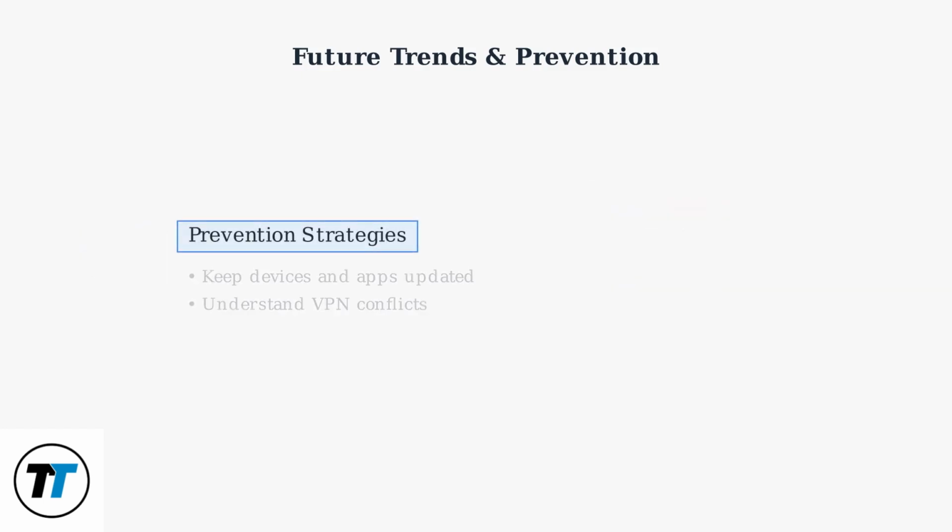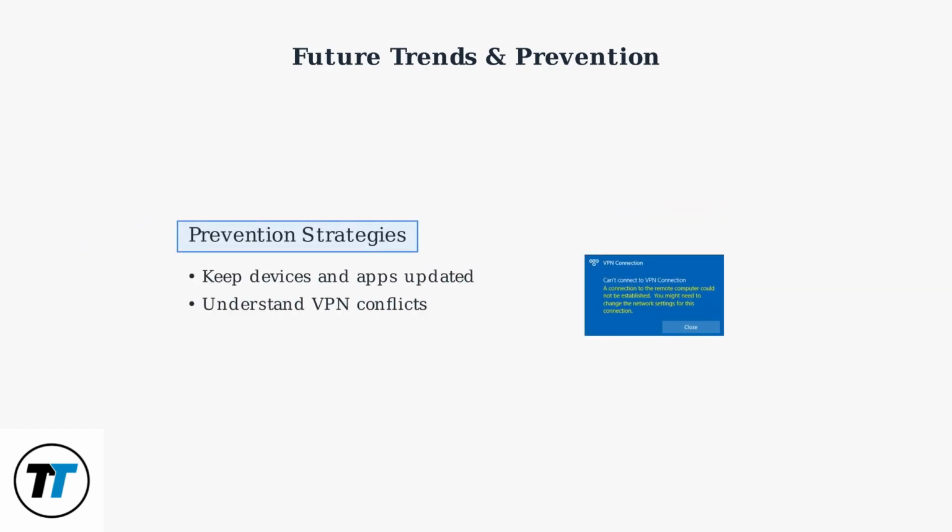To minimize Error 607 occurrences, regularly update your devices and apps, and understand how VPN settings can create conflicts that these future technologies will help resolve.